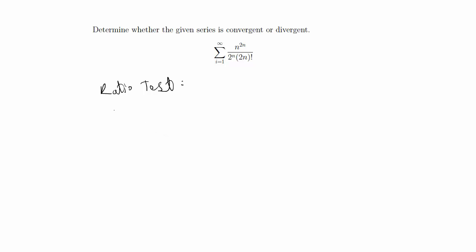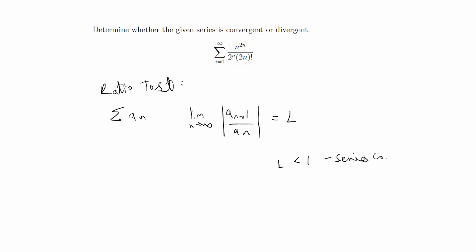So the ratio test says that if you have the series in the form of an infinite sum of the sequence a_n, then if you take the limit as n goes to infinity of the absolute value of a_(n+1) over a_n, that will equal L. If L is less than 1, then the series converges. If L is greater than 1, then it diverges. And if L equals 1, the test is inconclusive. Okay, so that's pretty straightforward.